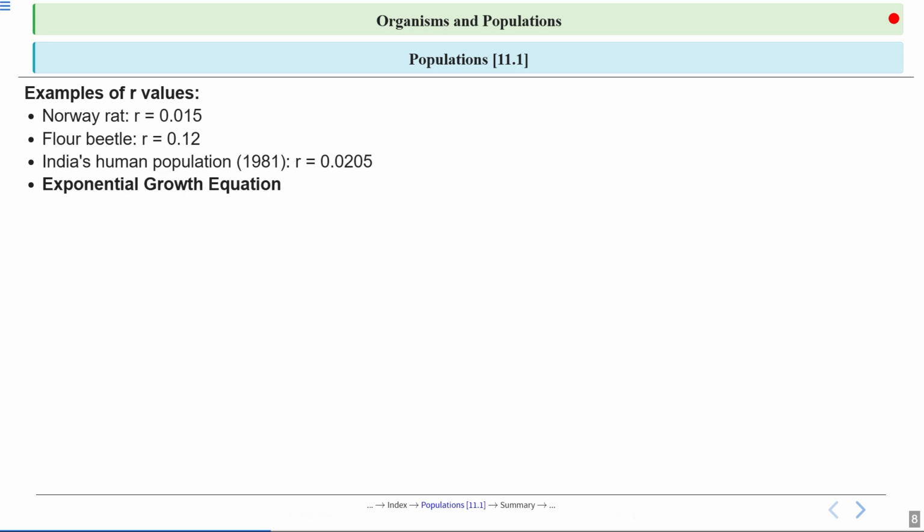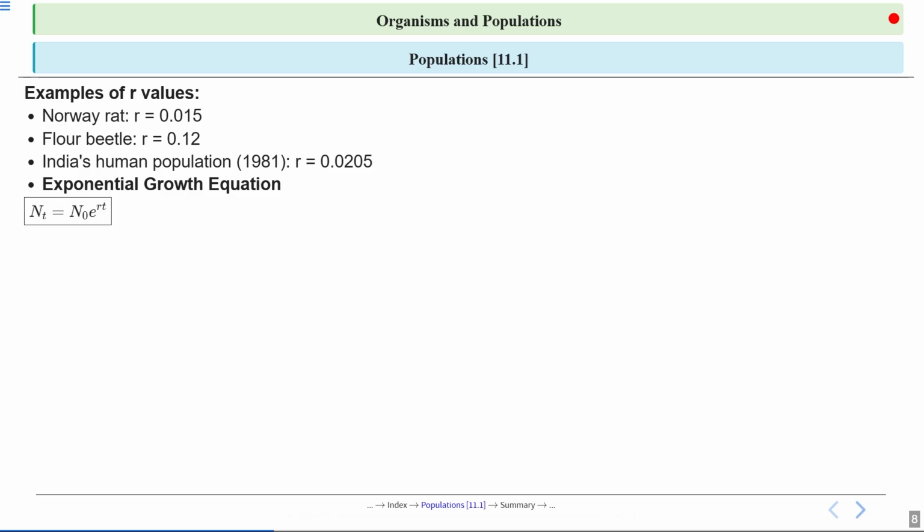Now let's talk about the exponential growth equation. This is a fundamental model in population biology that describes how a population can grow rapidly under ideal conditions. Clear? So the exponential growth equation is Nt equal to N0 e^(rt). This equation helps us calculate the population density at any given time, assuming exponential growth is occurring, meaning rapid growth is occurring.